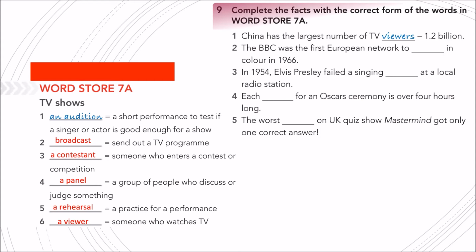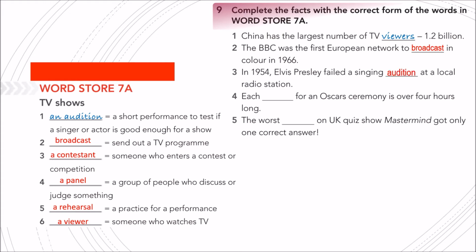The BBC is a broadcasting company in the UK. And as a network, what they do is to broadcast something. Question 3. Elvis Presley, a legendary figure in pop music, failed something in singing at the local radio station. Among all the words we have here, something that you can really fail at, like an interview, has to be an audition.